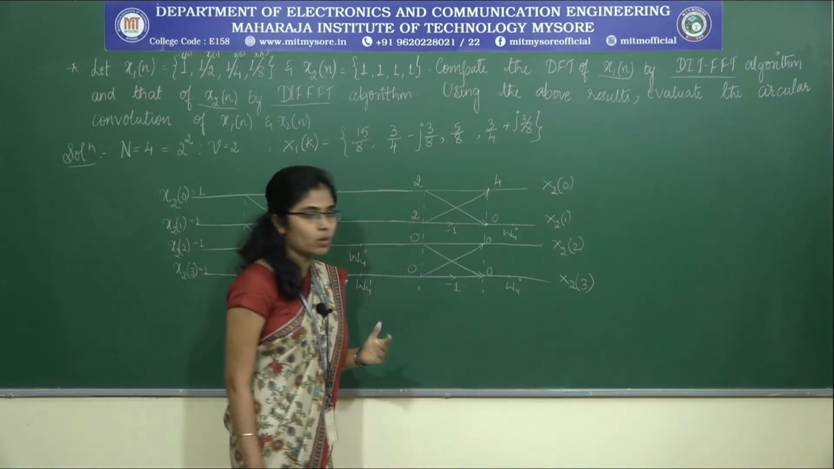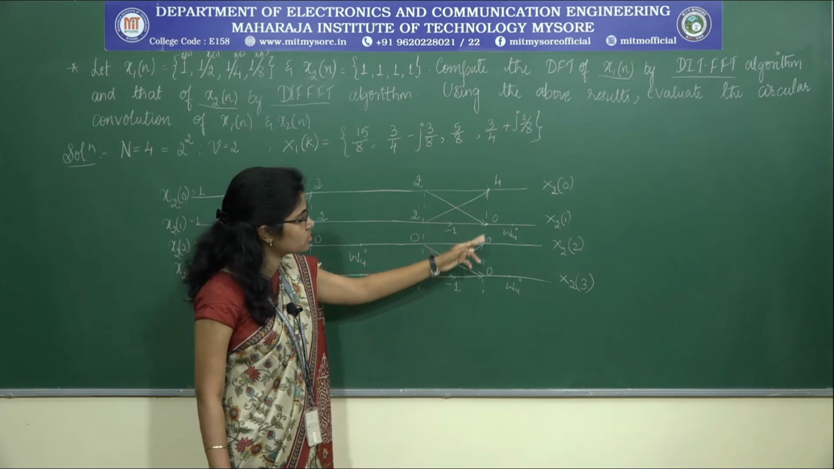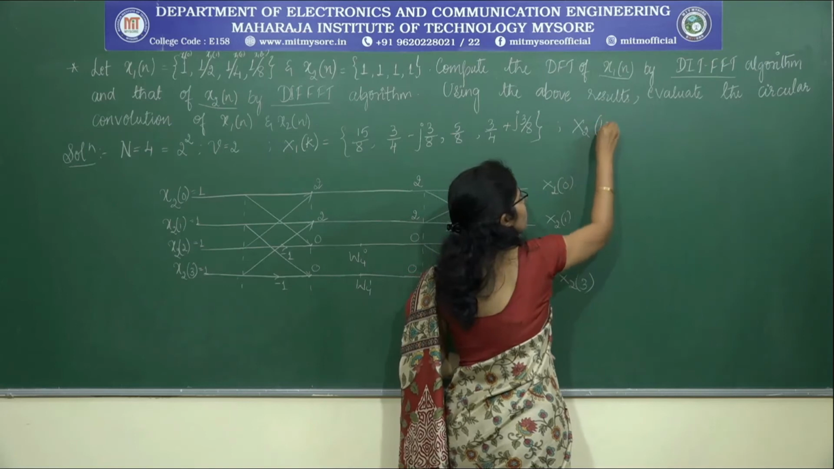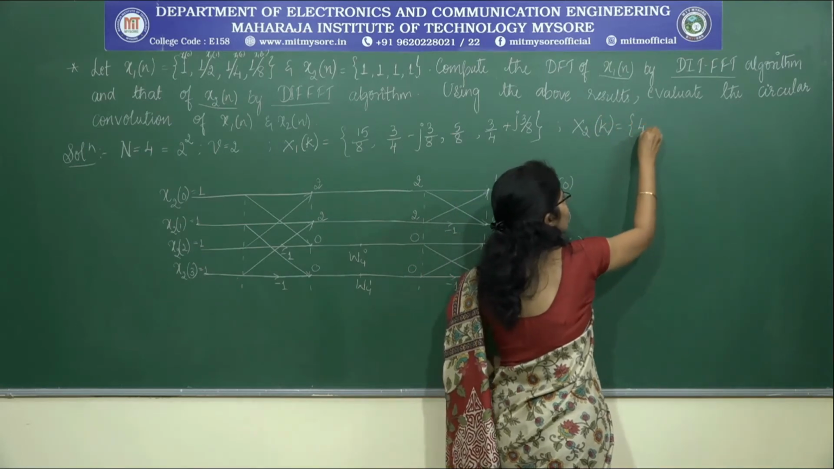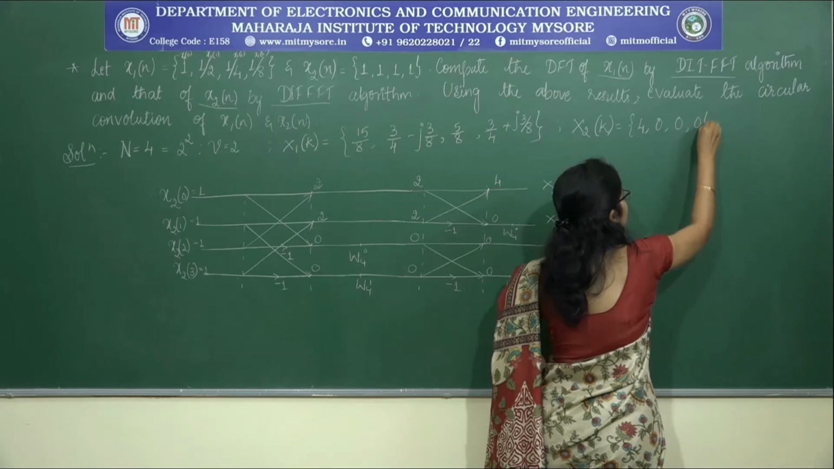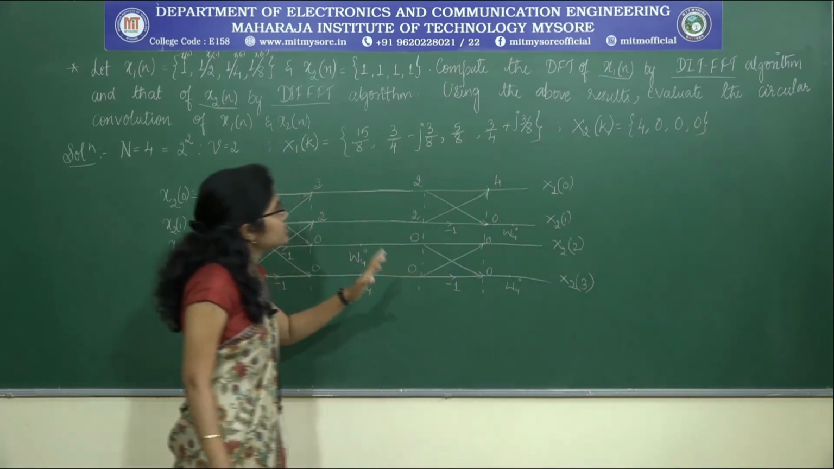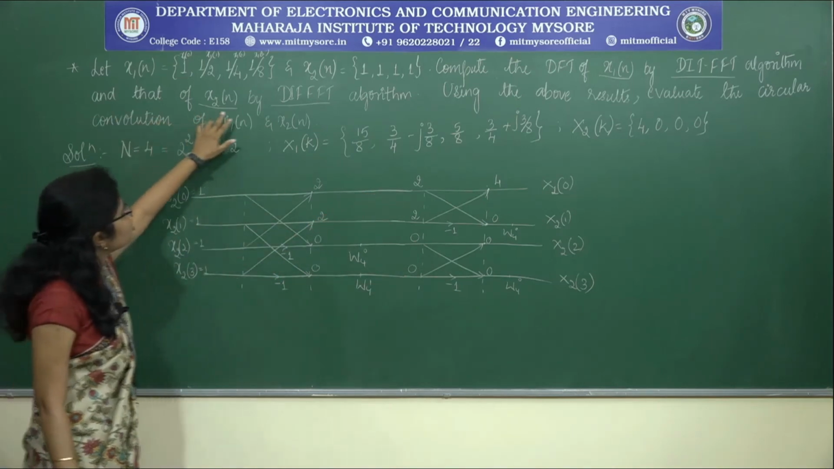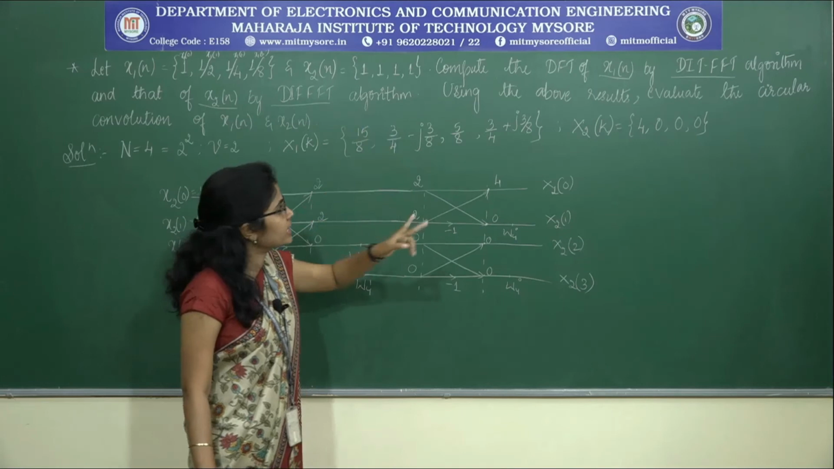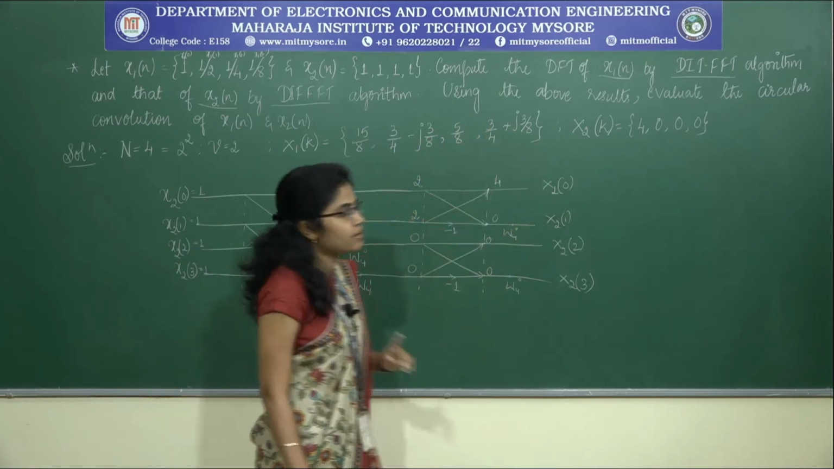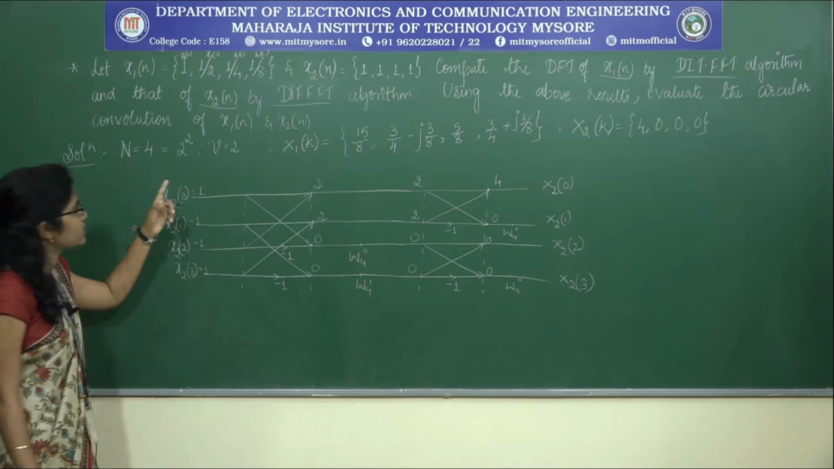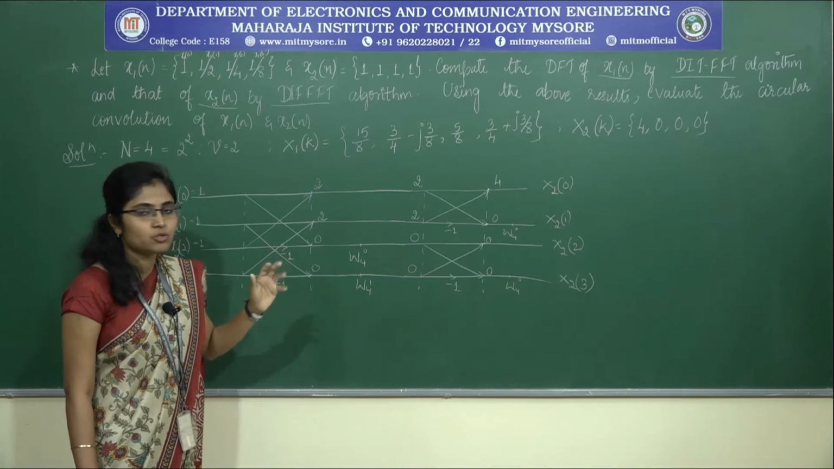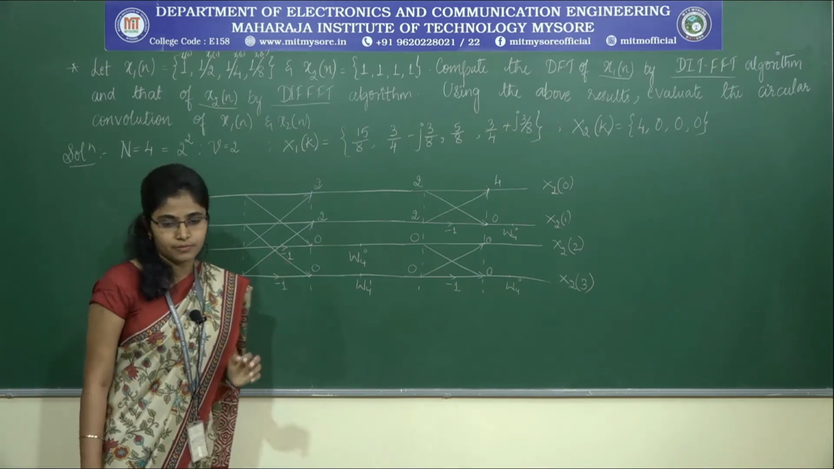So we found out x2 of k. What is x2 of k? It is nothing but equal to 4, 0, 0, 0. So let us tabulate that. So x2 of k is equal to 4, 0, 0 and 0. So we completed the first part, that is compute the DFT of x1 of n by DIT FFT algorithm and that of x2 of n by DIF FFT algorithm. The second part is using the above results evaluate the circular convolution of x1 of n and x2 of n. So now let us try to find out the circular convolution of x1 of n and x2 of n.